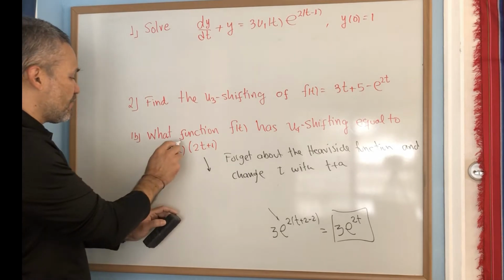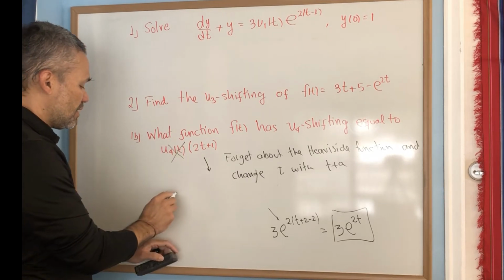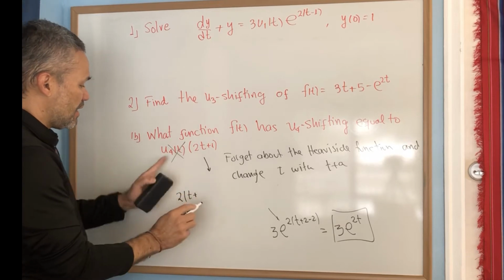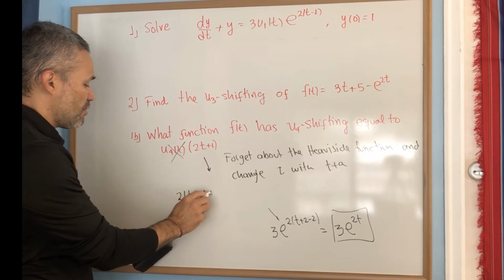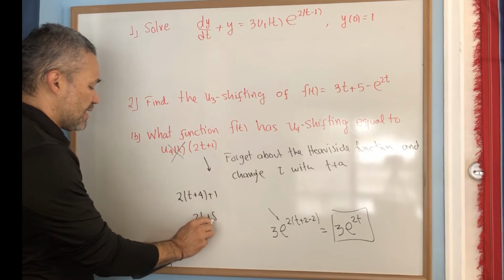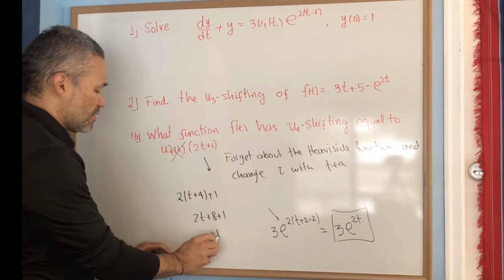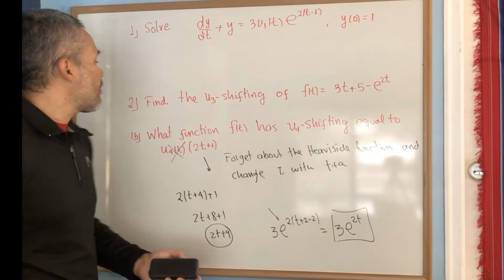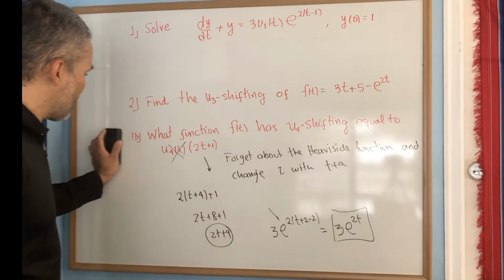Then, in this case, I forget about this part, and then the answer will be 2 times t plus a, a is 4, plus 1. Then we have 2t plus 8 plus 1, and it would be 2t plus 9. This is the answer to problem number 1b.